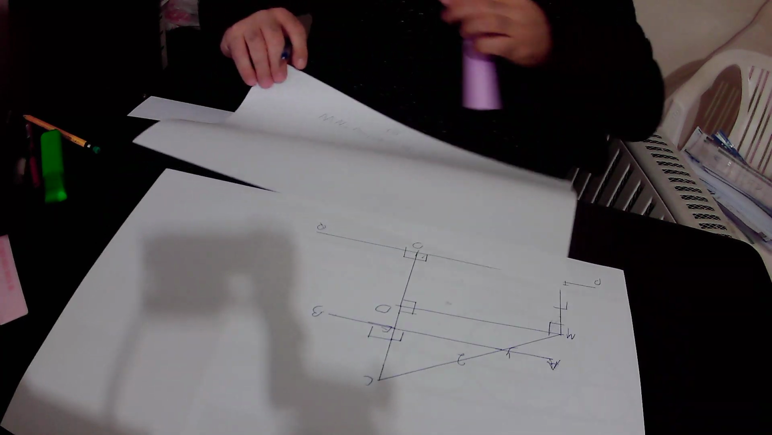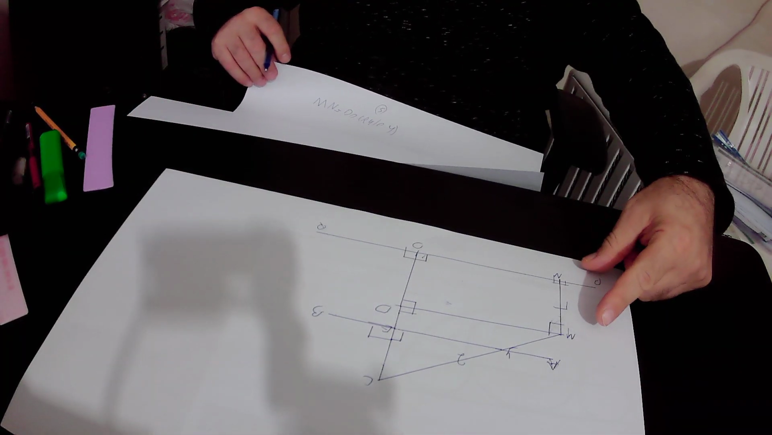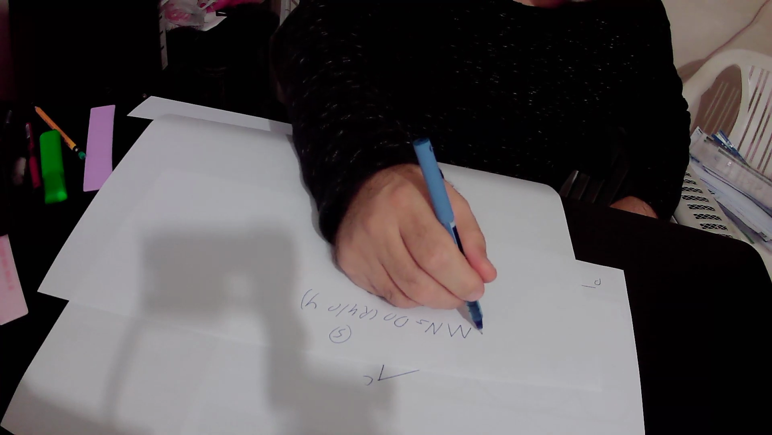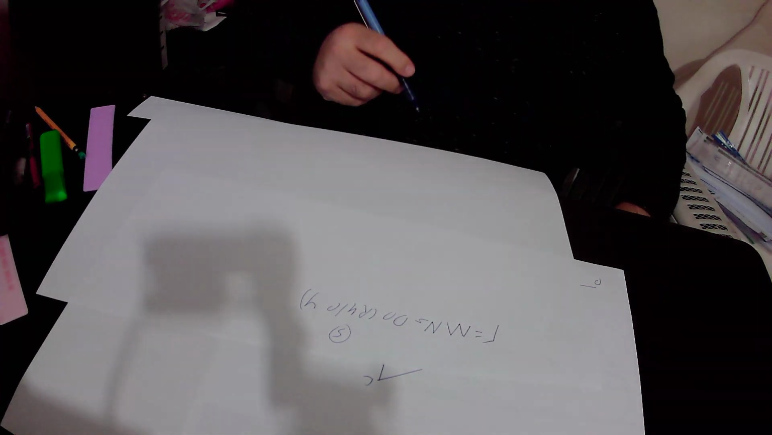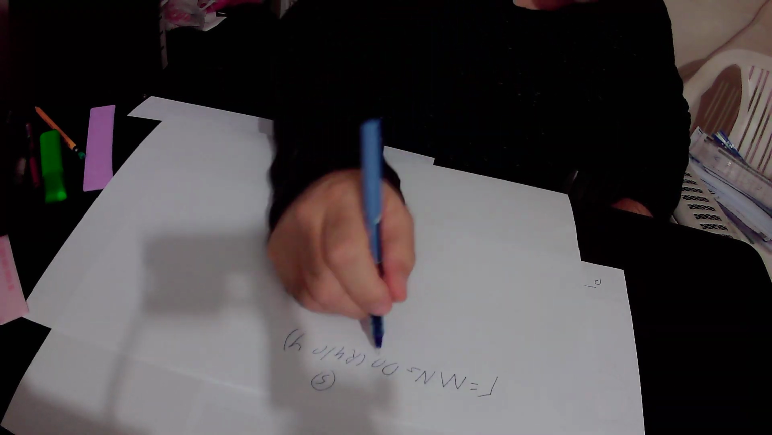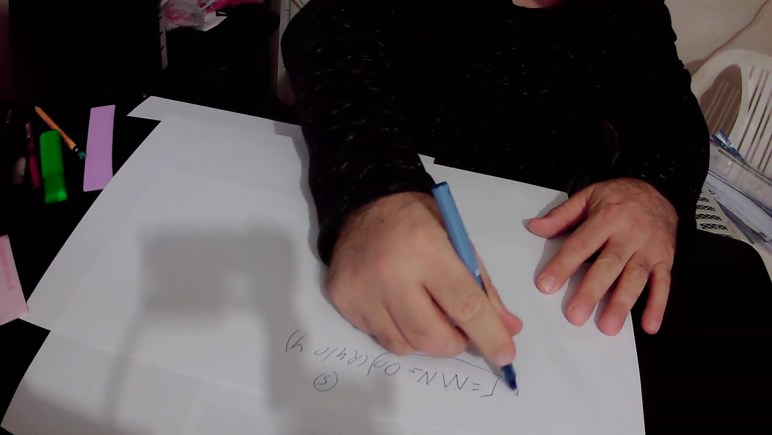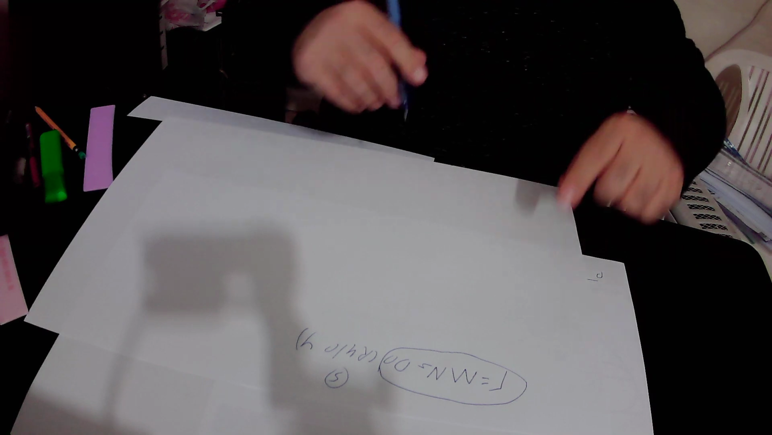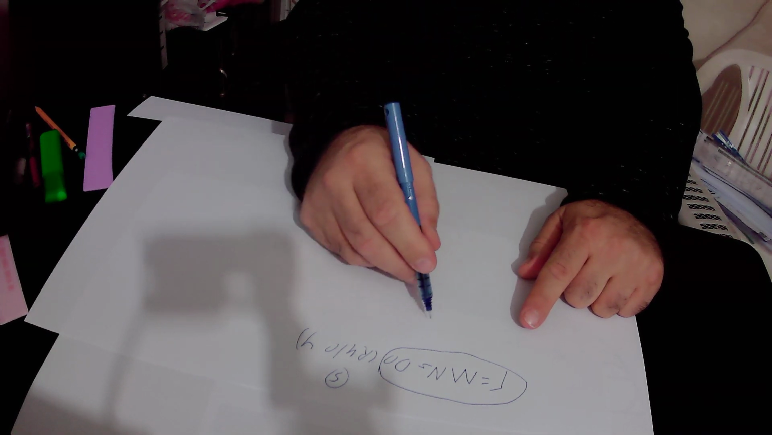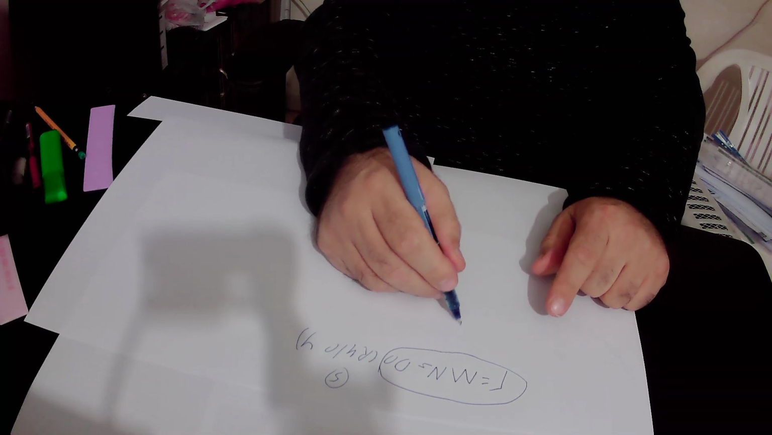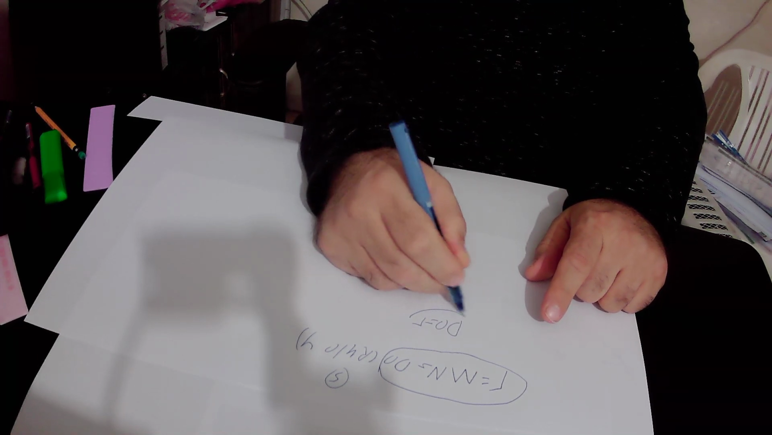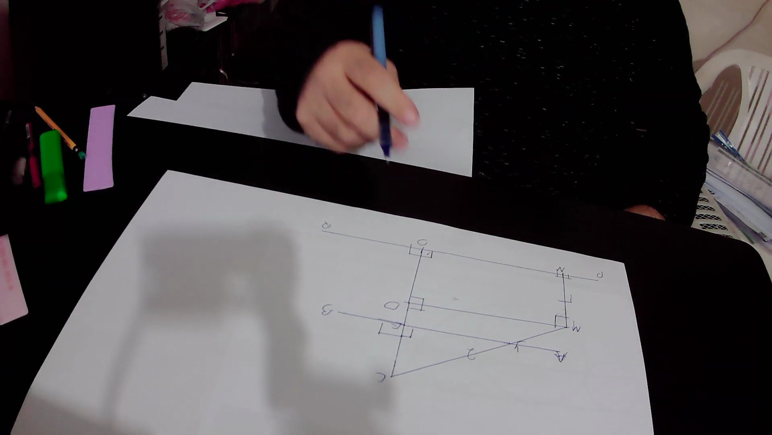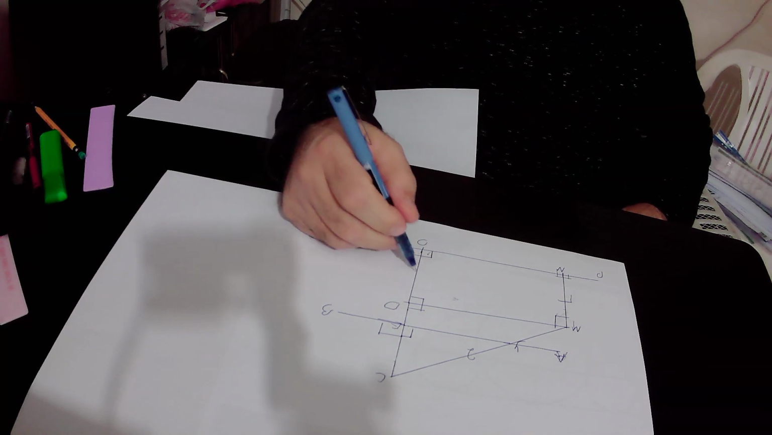But we know that Mn equals R. So I can write here that Mn equals R. So from this equality, R equals Mn equals DO, we will conclude that DO also equals R. Okay, DO equals R. So here we can write down that DO equals R.